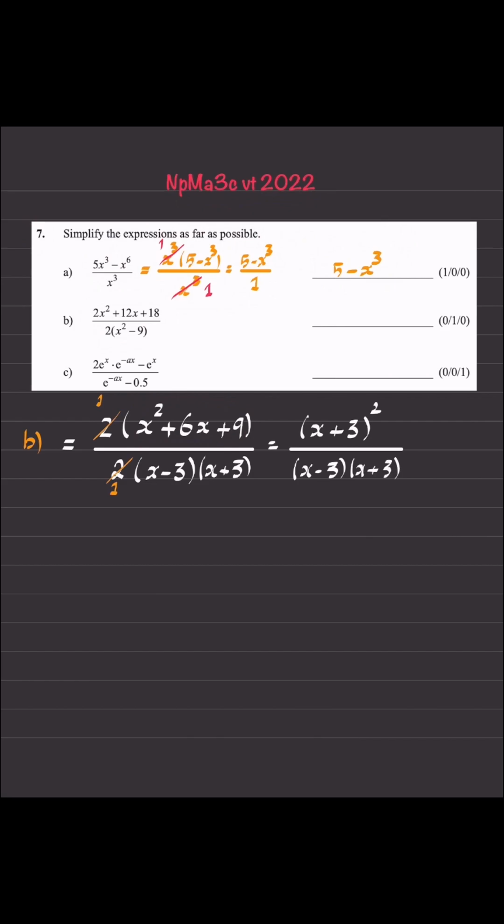But now (x plus 3) to the power 2 means (x plus 3) multiplied by (x plus 3). So one (x plus 3) and one (x plus 3) cancel. The x plus 3 in the numerator is left, and x minus 3 in the denominator. So the answer becomes (x plus 3) over (x minus 3). So the answer that you have to write is just simply (x plus 3) over (x minus 3).